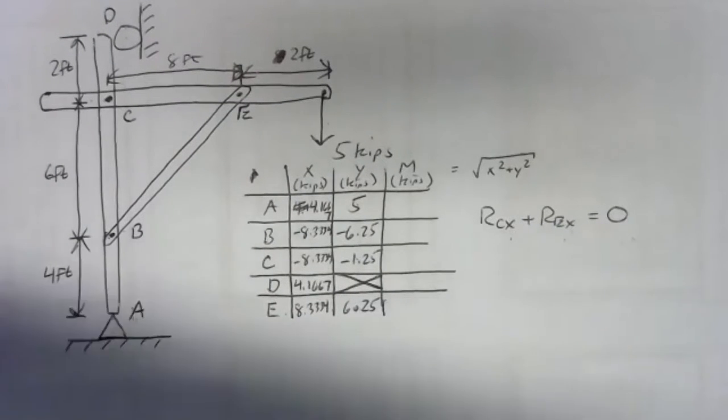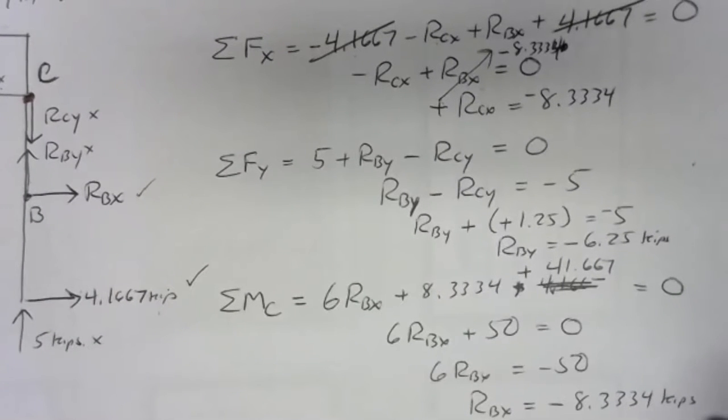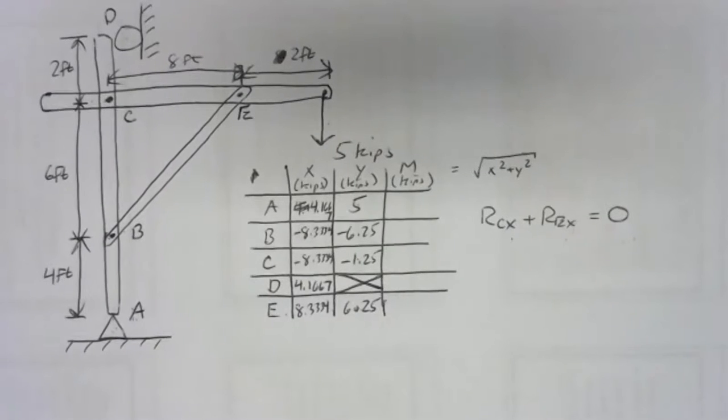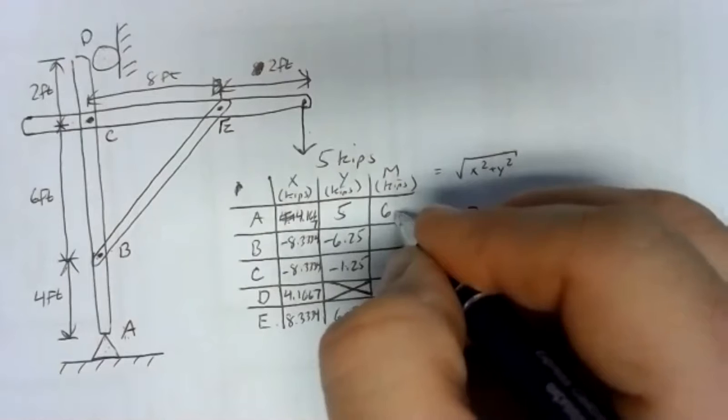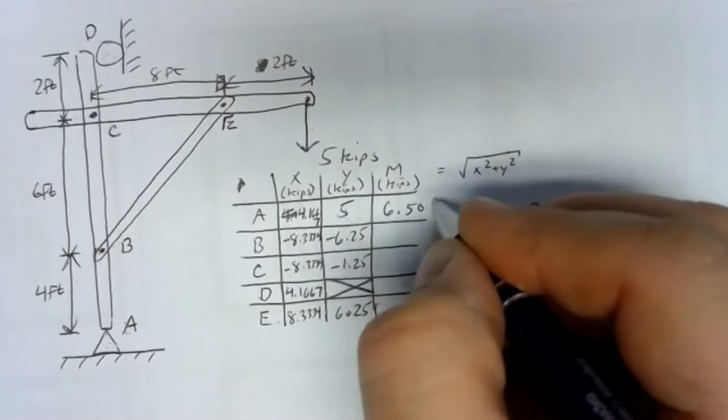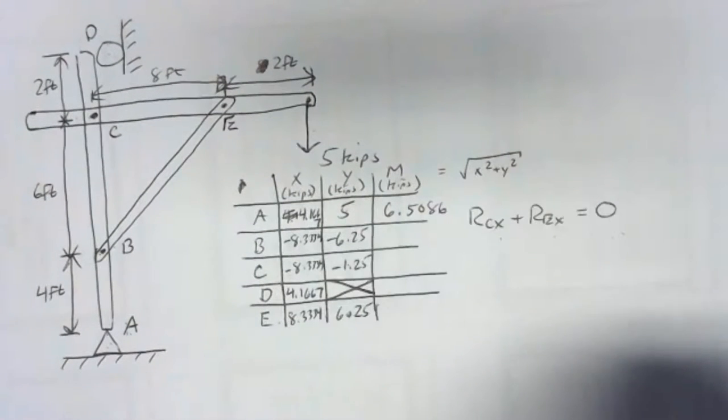So there we go. We've got our table filled in. We figured out the equations. And now the last thing to do is find our magnitudes. So we use the Pythagorean theorem. We'll take for A, 4.1667 squared plus 5 squared square root. And we get 6.5086.